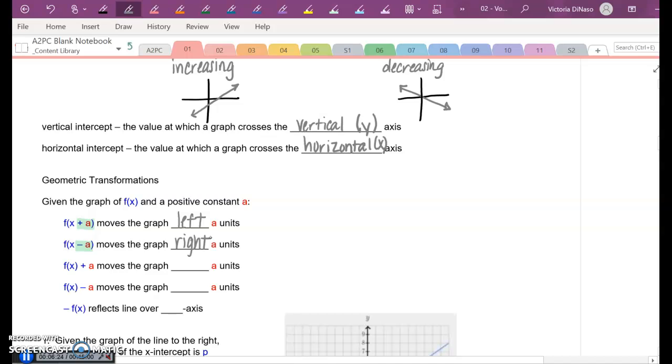Whenever we have that a is outside, not next to the x inside the parentheses, it is outside, away from the x, it's actually going to be moving up and down, and the positive and negative sign actually matter. So the plus sign, we are going the way that we think, which is up, and then minus, we are going down. And then whenever we see a negative symbol in front of the x, we're actually reflecting the line over the x-axis. So if this is my axis, we are moving up and down.